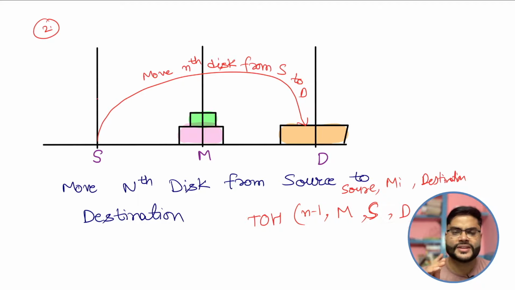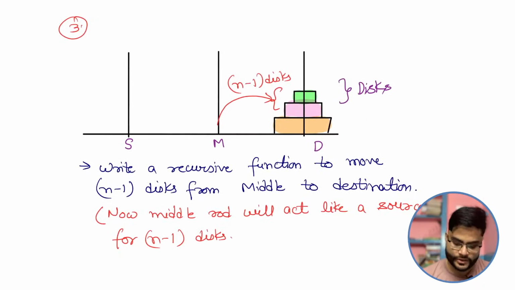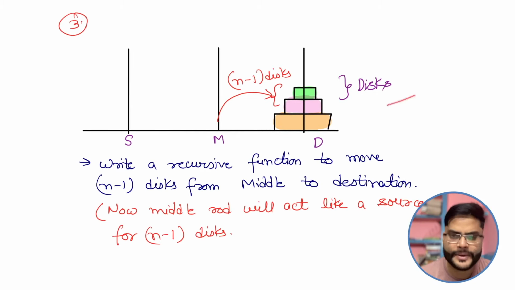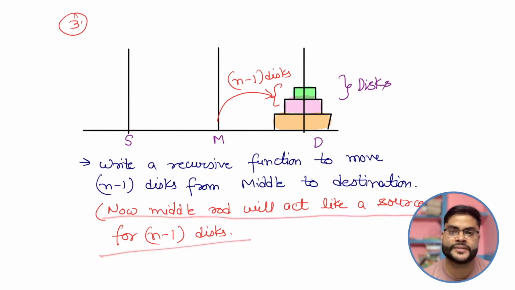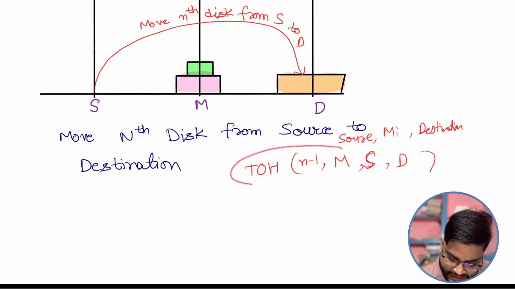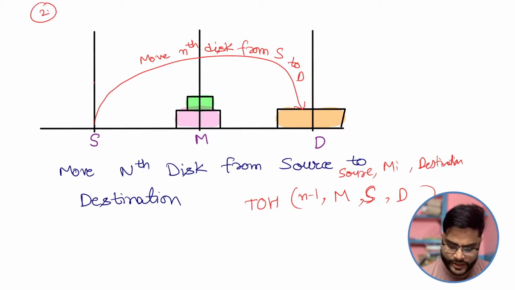So these three steps we need to follow, right? This is our third step. We have discussed it, and I have written it also. Now the middle rod will act like a source for n-1 disks. So understand these arguments carefully. We don't need to learn these by heart. We can understand it using this example. We have only three steps, so we can arrange that.